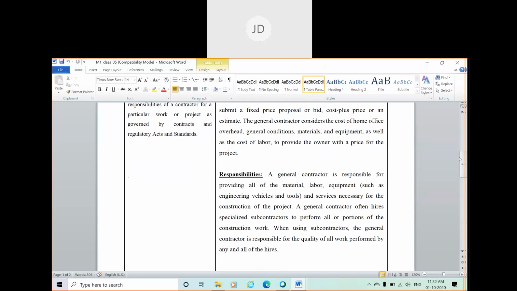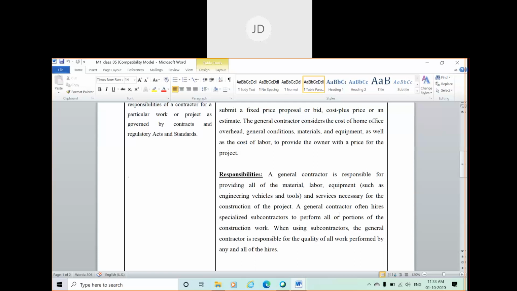Also, labor management is a very important term. This is the most important responsibility of a particular contractor, how to manage the labor. And all the other necessary services for the construction work of the project.